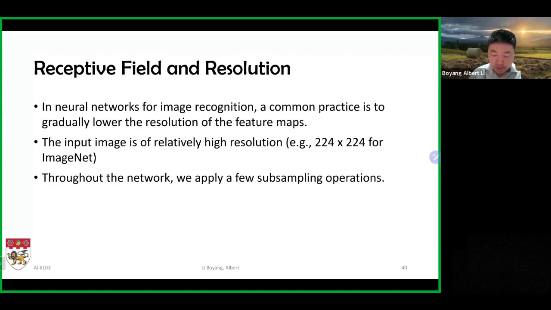The input resolution could be relatively high or maybe medium by today's standards. And throughout the network, we will apply some downsampling operations. These operations have the effect of increasing receptive fields and reducing the spatial resolution, which potentially saves some computation.